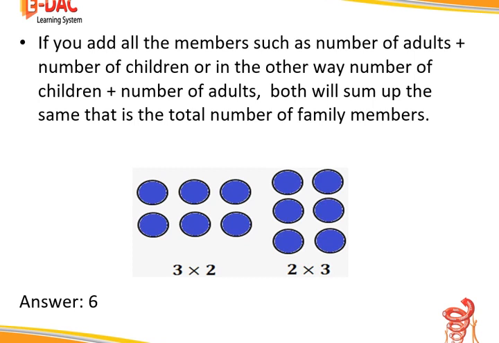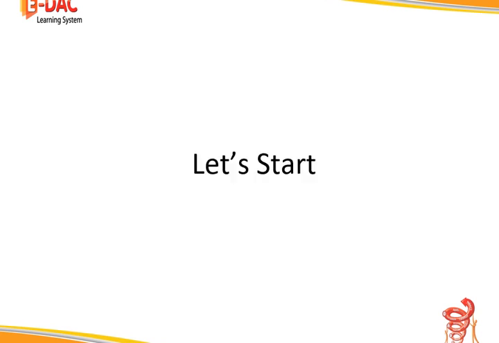So if you see, there are 6 circles, right? So how do we count this? We have 2 rows and 3 columns. So 3 into 2 or 2 columns into 3 rows counts to be 6. So after that example, now let's start with our concept.